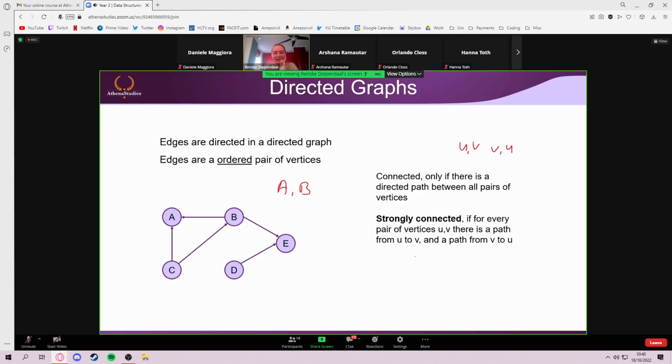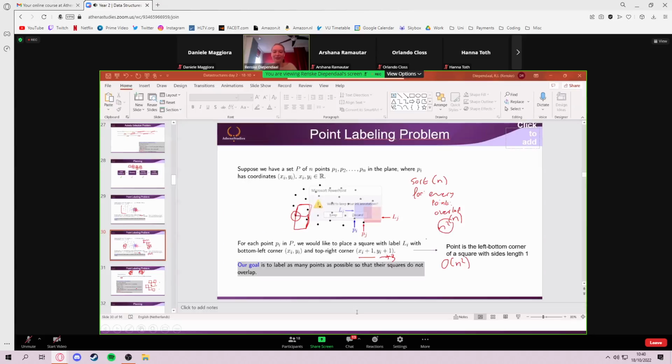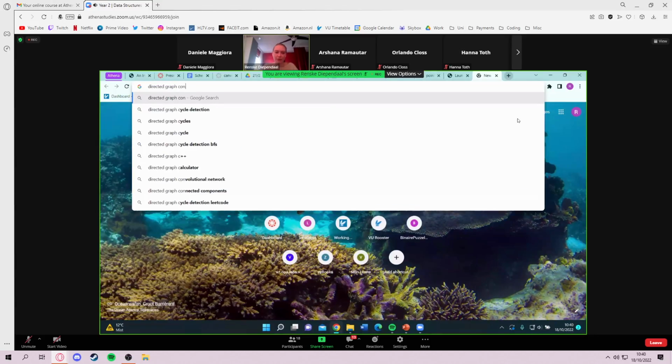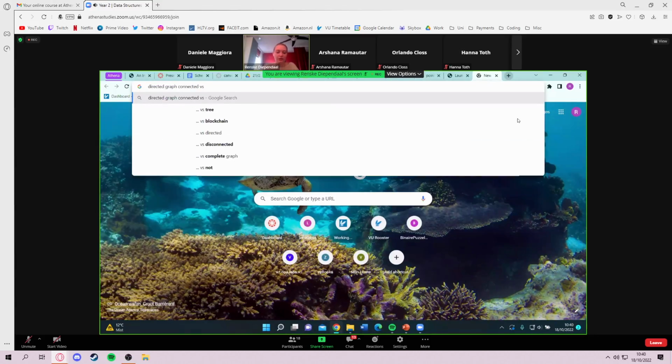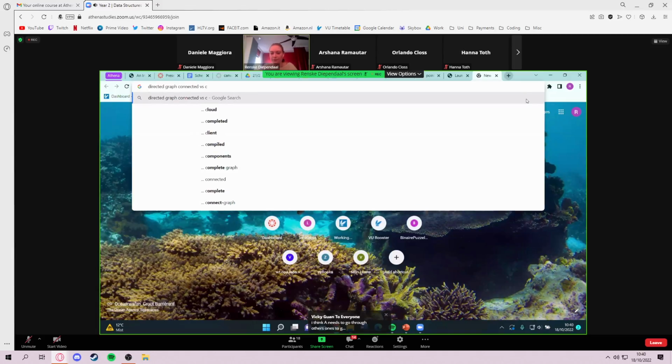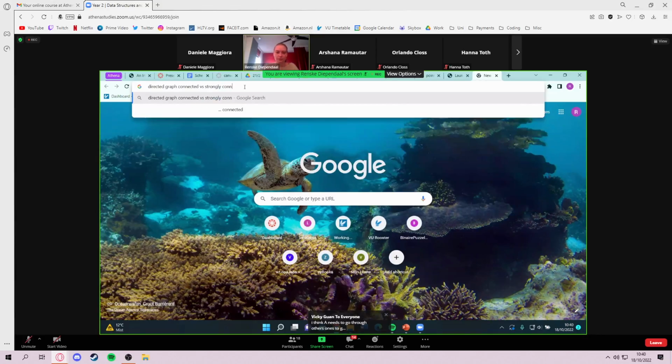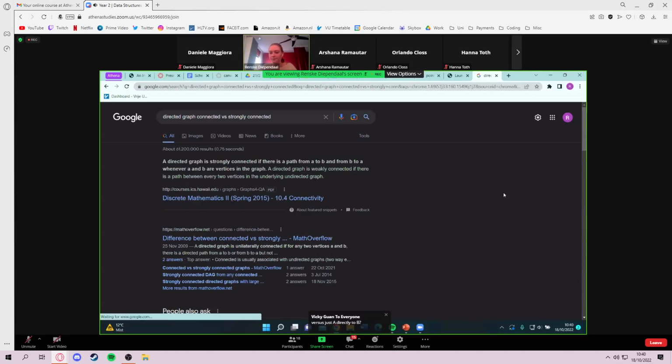Wait, there was something to this. How about we just Google it, which is very unprofessional, I know. But there was something to this. Let's see, directed graph connected versus, what's it called? Strongly connected. Right. I think A needs to go through other ones to get to B versus just A directly to B.